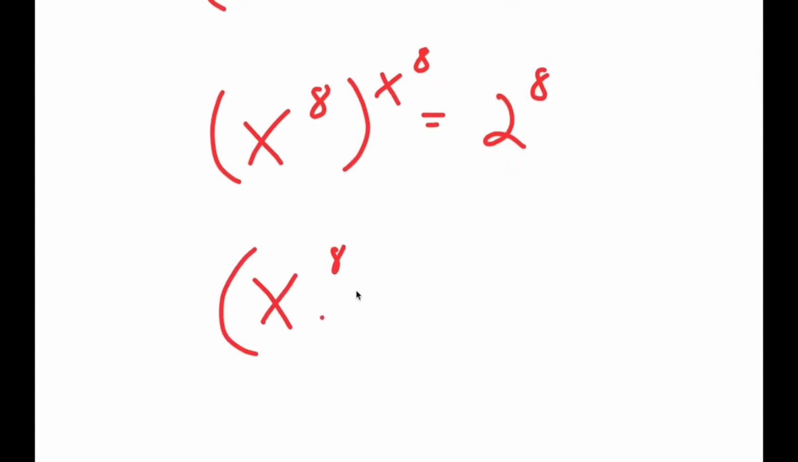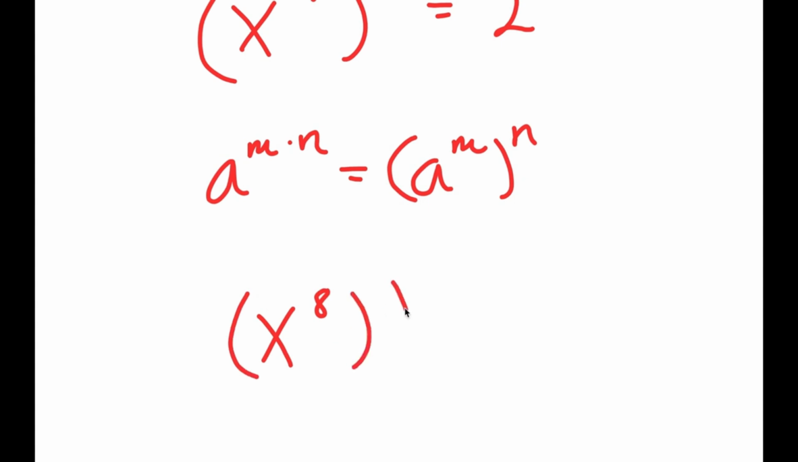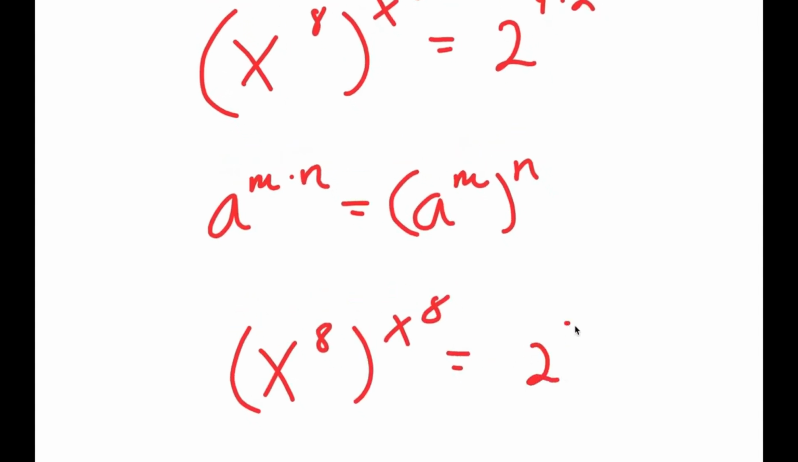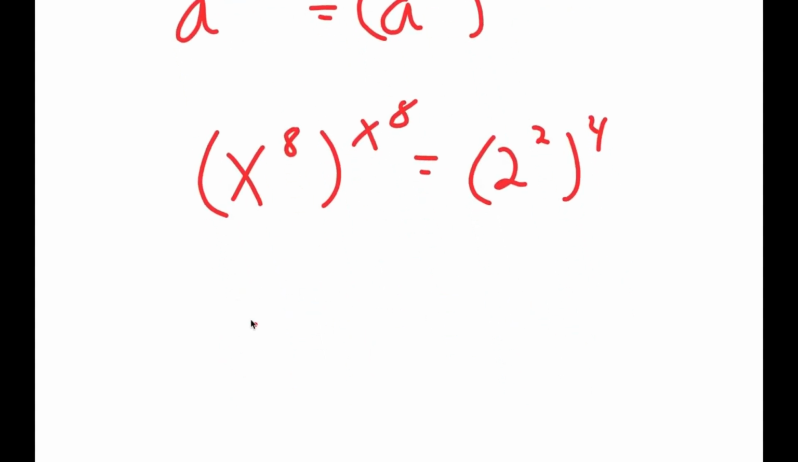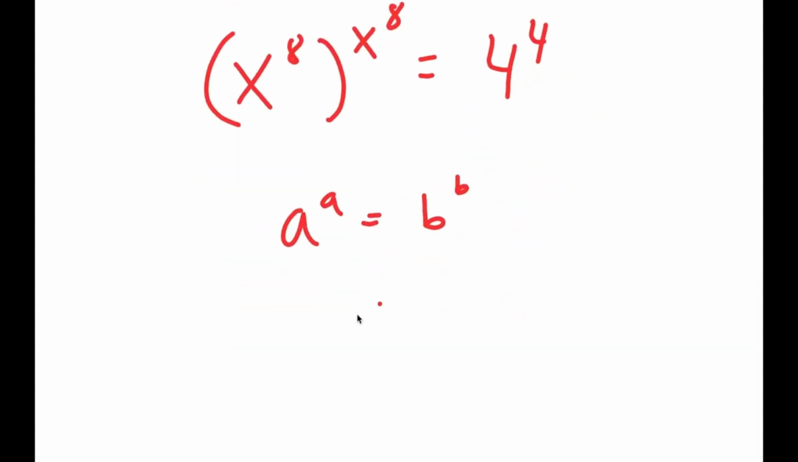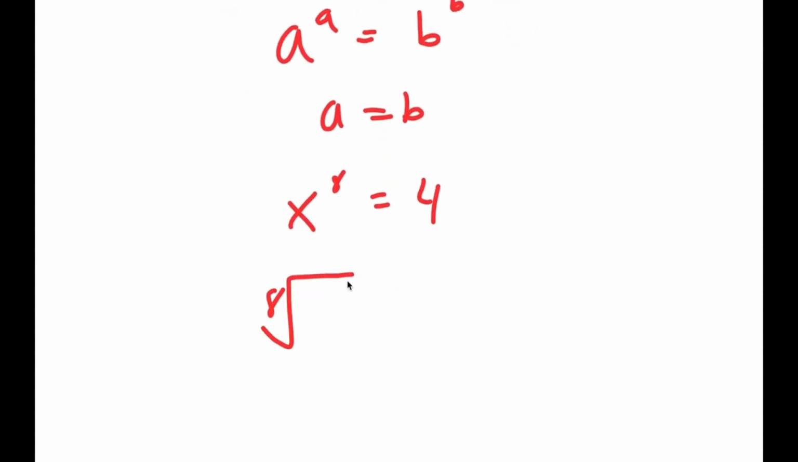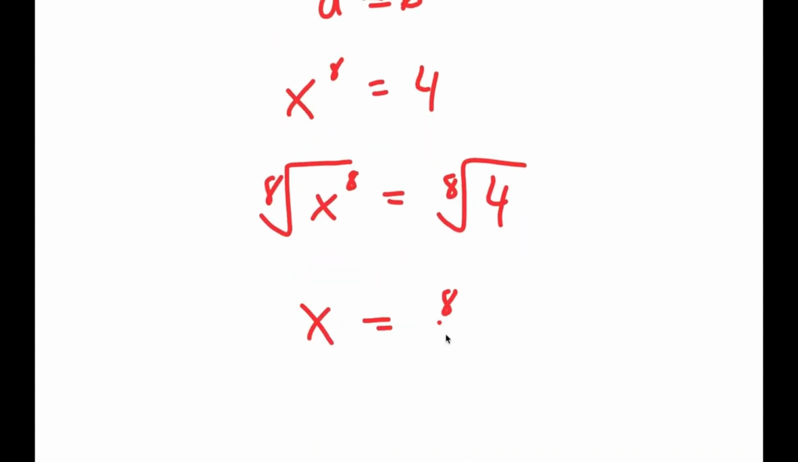Now I can rewrite 2 to the power of 8 as 2 to the power of 4 times 2. And if I have something in the form a to the power of m times n, this is equal to a to the power of m to the power of n. So this turns into x to the power of 8 to the power of x to the power of 8 is equal to 2 squared to the power of 4, meaning x to the power of 8 to the power of x to the power of 8 is equal to 4 to the power of 4. And because it's in the form a to the power of a is equal to b to the power of b, this means that a is equal to b. So x to the power of 8 is equal to 4. And if I take the 8th root on both sides, I get x is equal to the 8th root of 4.